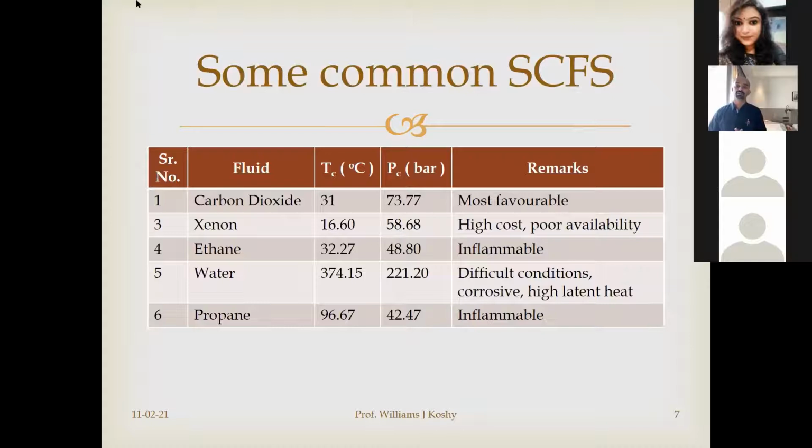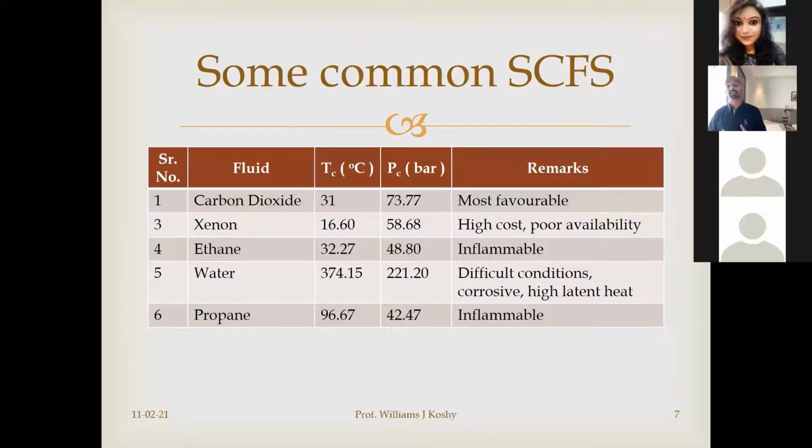Okay, now this is the reason why we term it as the most favorable one. Carbon dioxide advantage हमने पहले भी देखे, they are non-corrosive, non-toxic, easily available. All those things are already there. Compared to that, let's come to the next one, xenon. Temperature is more comfortable. It's just 16.6 degrees Celsius.